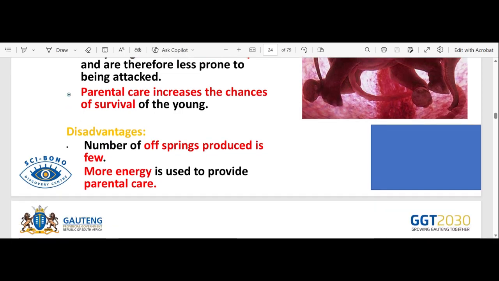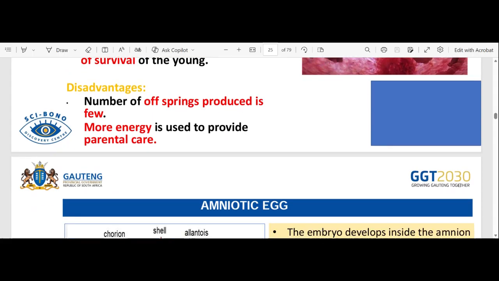The disadvantages are that the number of offspring produced is few, because only a few offspring can fit into the uterus. Hence, the number of offspring is few, because the uterus is not that big. Also, more energy is used to provide parental care. The mothers use more energy to provide for the young.